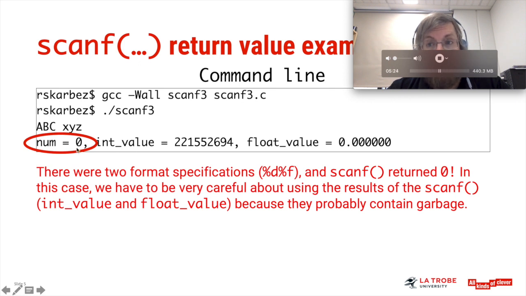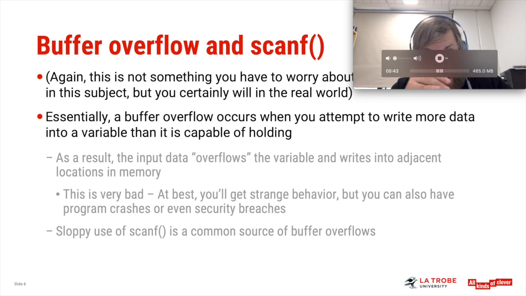If num were 2, the rest of the program could proceed as if nothing terrible had happened. But because it's 0, maybe you want to quit the program and print out a warning message because you know that this data is probably garbage. Okay? That leads me to another point about scanf, and that's buffer overflow.